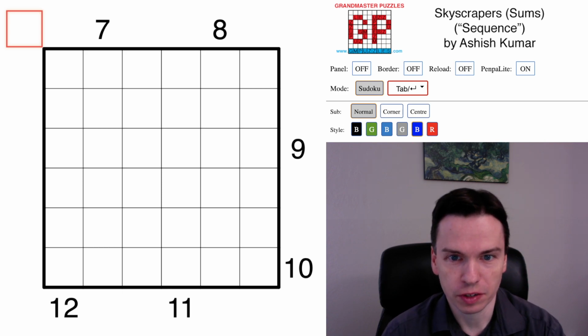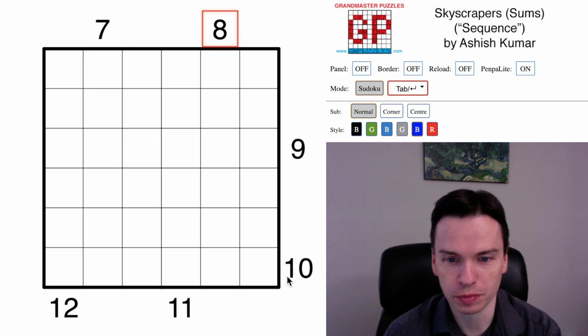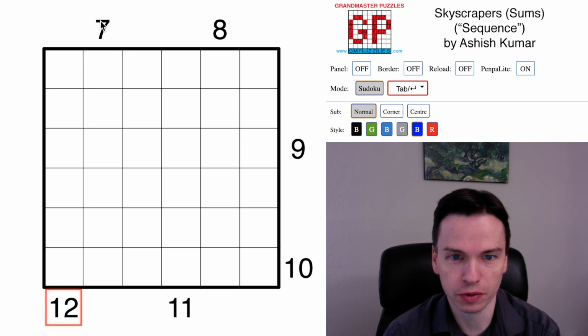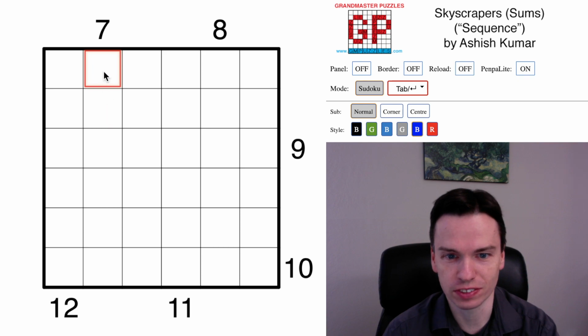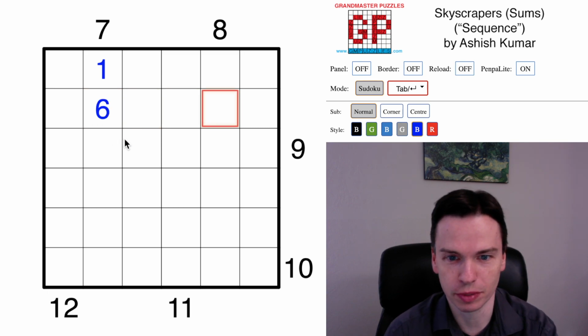Here to solve this skyscraper sums variation by Ashish Kumar with a sequence theme from 7 through 12. We'll start probably on the low end. 7 is going to need to have a 6 in it because all these clues will have a 6 in it, so that'll be paired with a 1. So 1 is seen. 1 can't hide any building, so 6 is right behind it.